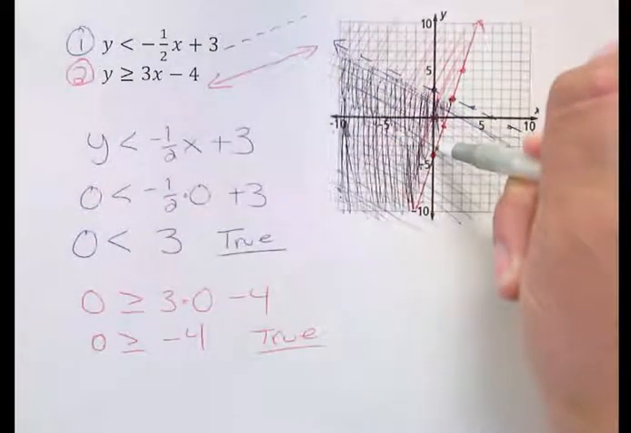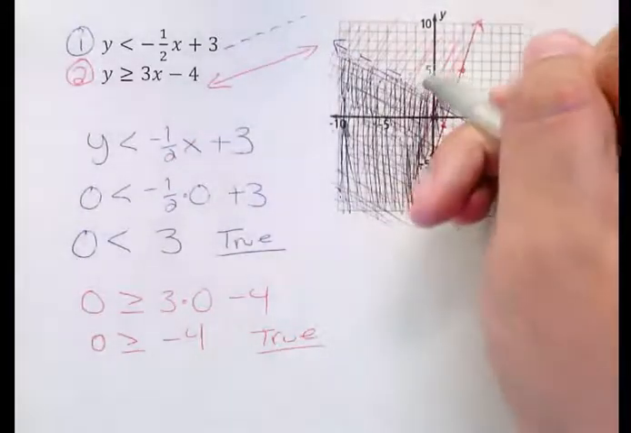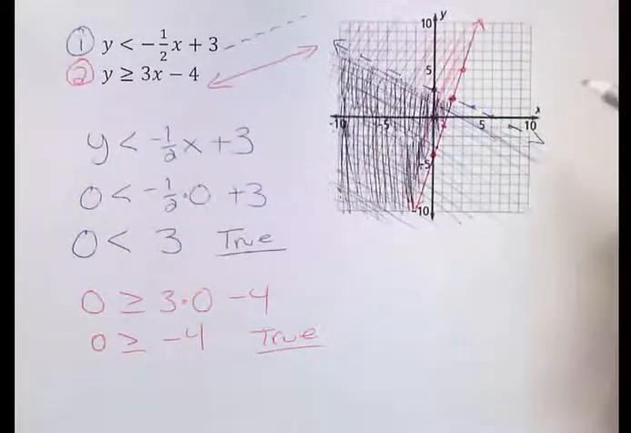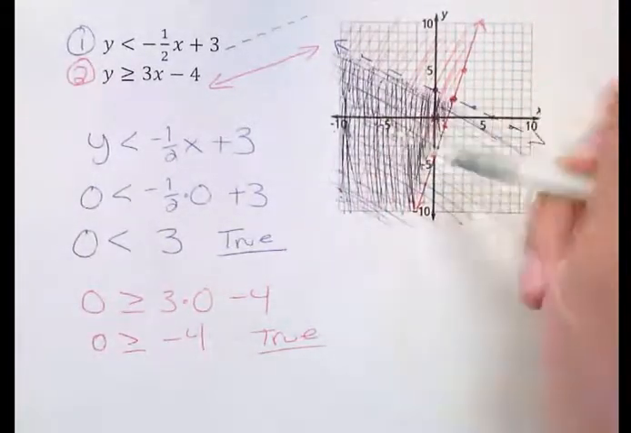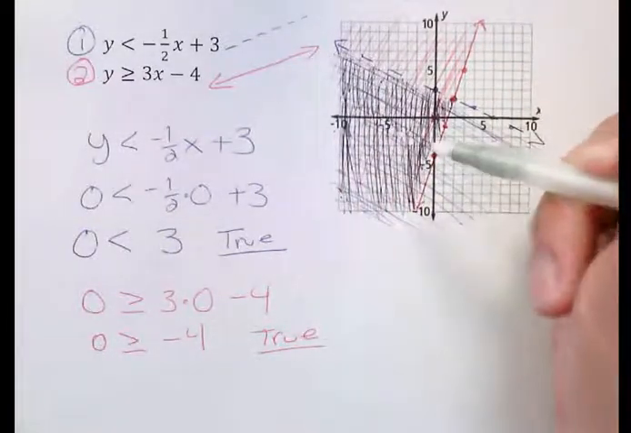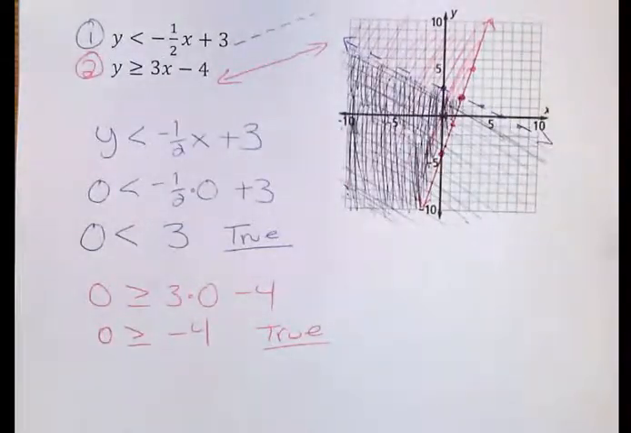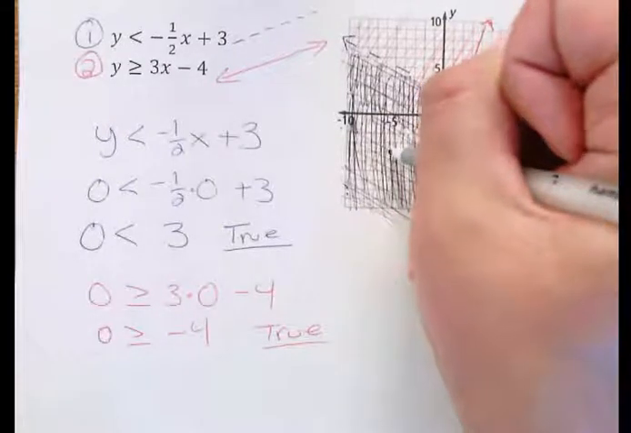If it's on the solid line, it counts. If it's on the dashed line, it does not count. So any solution that is inside the shaded area or on top of the solid line is a solution. If it's on a dashed line, it is not a solution. So if I had a point here, solution.